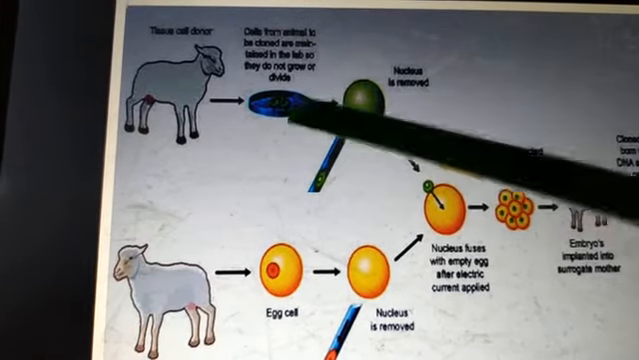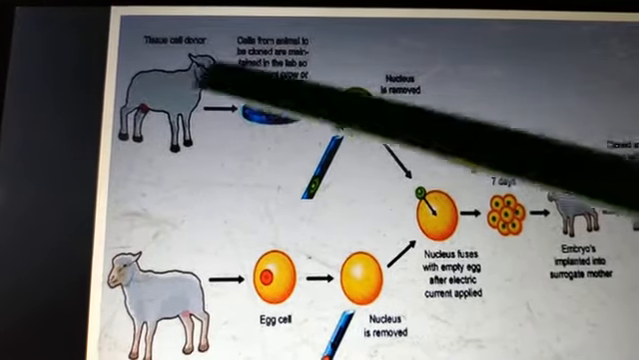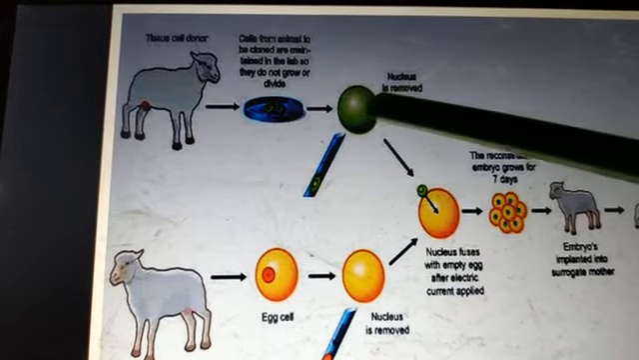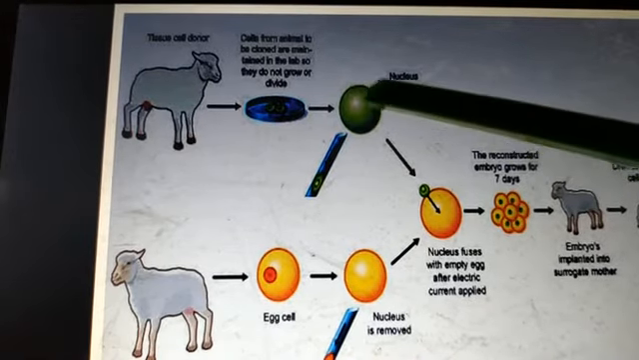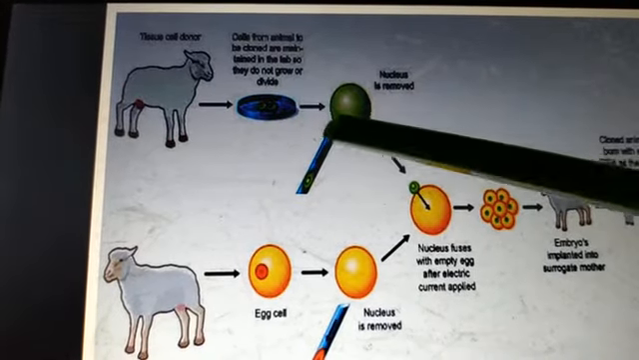From the cell, we have now taken out the nucleus of this sheep. We have taken out the nucleus, and now we want this to be cloned. We want to produce an exact copy of this animal. We have taken out the nucleus.